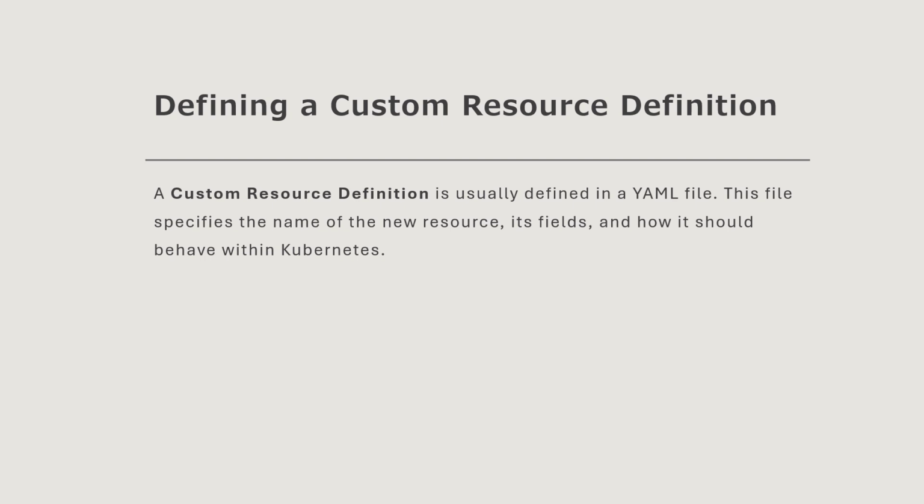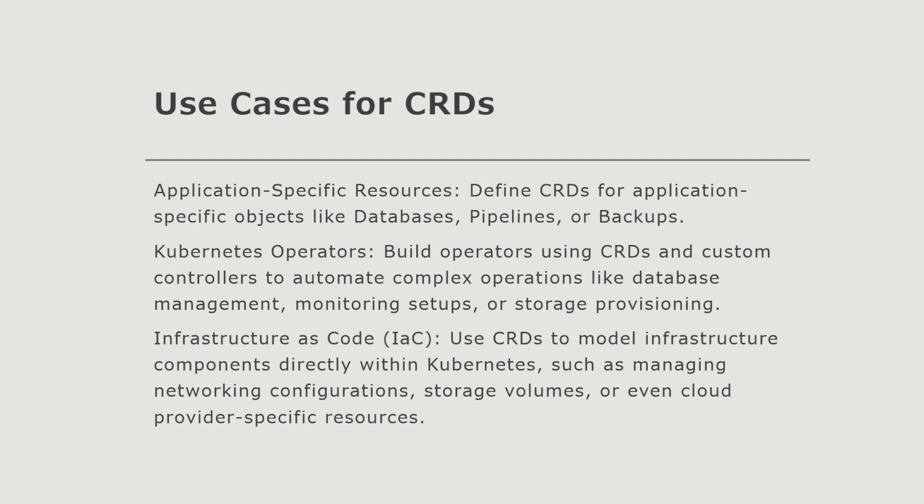Controller frameworks. The Kubernetes ecosystem provides several libraries for building custom controllers, such as the KubeBuilder and Operator SDK frameworks. These tools simplify the process of writing custom controllers in Go or other languages. Use cases for CRDs. Custom resource definitions are a powerful tool for creating Kubernetes native abstractions. Some common use cases include application-specific resources. Define CRDs for application-specific objects like databases, pipelines, or backups.